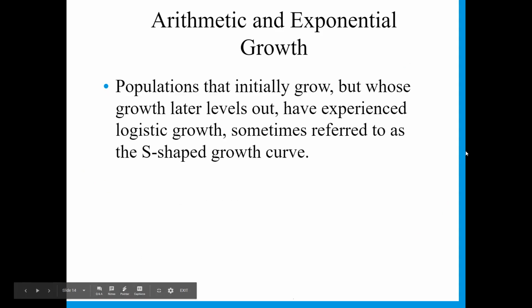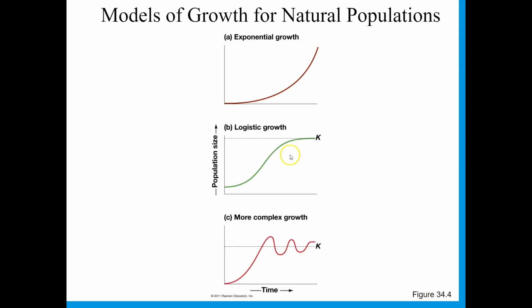Populations that grow but level out, which is a more realistic model, are referred to as logistic growth curves, sometimes called S growth curves. Here's what a logistic growth curve looks like. It's starting to look like it might be exponential, but then it levels out toward this level K, and we'll talk about this level K. So here's an exponential growth curve, just exploding off the page, nothing stopping it. Here's your logistic growth curve. It's starting to grow quickly, then it's leveling out. And then here are more complex growth curves. These are more like what a real-life population is going to experience. Some increase, some decrease, but they're all leveling out right around this number K. We're going to talk about K in just a second.